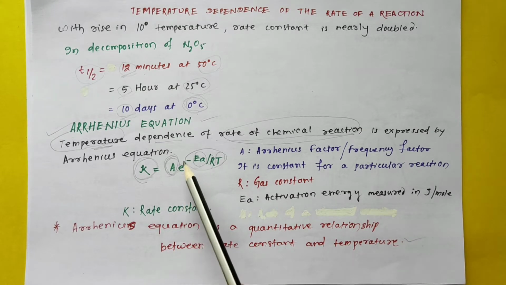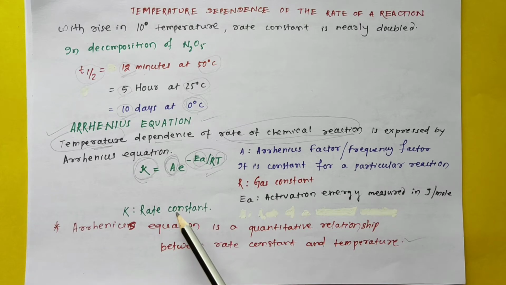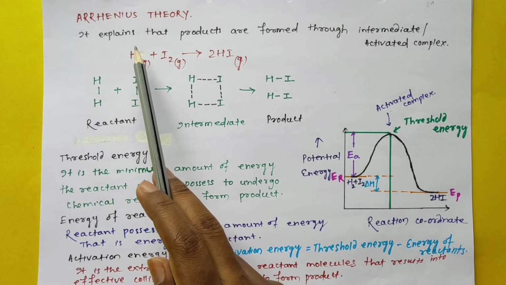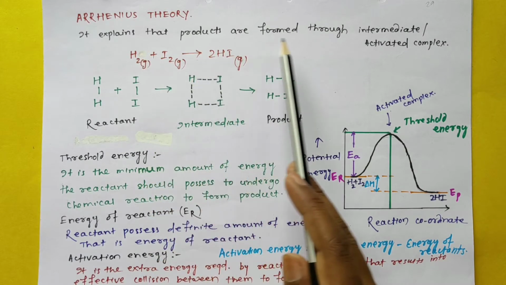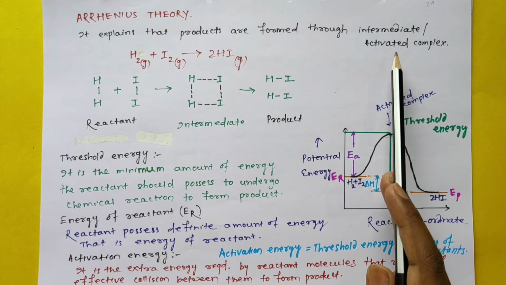Previously we were discussing that with increase in temperature the rate of the reaction will increase, but here it gives the quantitative explanation. So in Arrhenius theory, it explains that the products are formed through intermediate or through activated complex. We'll go for the example.